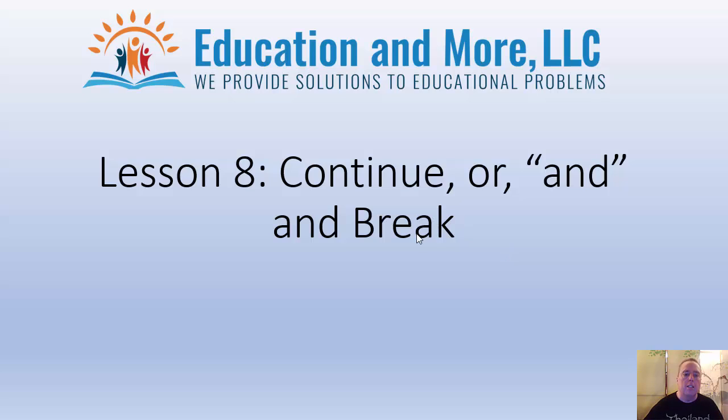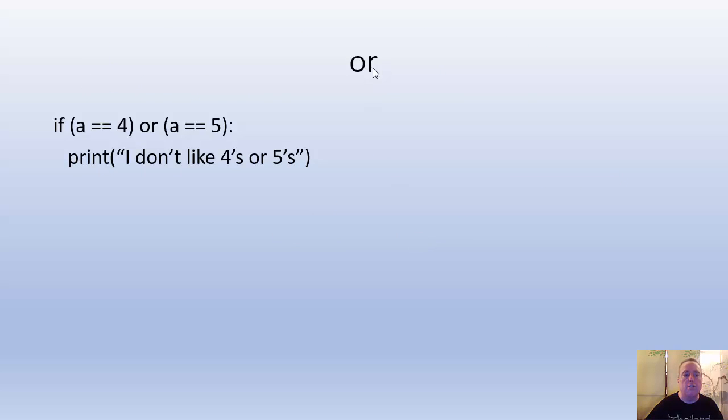Okay, so or and and are normally used especially in the if statement. If this is true or this is true. If this is true and this is true, then do this. Okay, so let me give you some examples here. All right, so first off, or. If A is equal to 4 or A is equal to 5, print I don't like 4s or 5s.